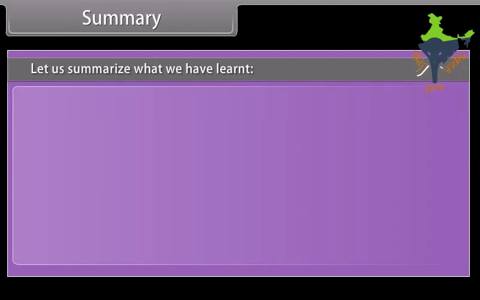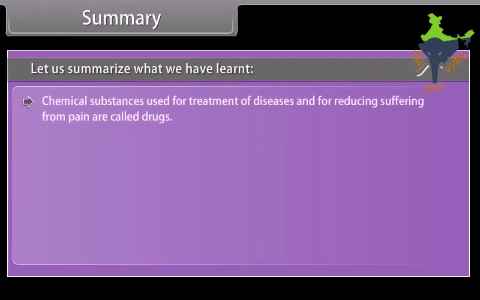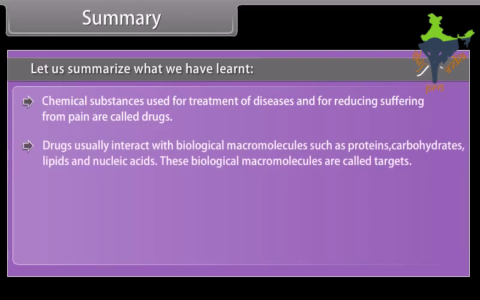Summary. Let us summarize what we have learned. Chemical substances used for treatment of diseases and for reducing suffering from pain are called drugs. Drugs usually interact with biological macromolecules such as proteins, carbohydrates, lipids, and nucleic acids. These biological macromolecules are called targets.